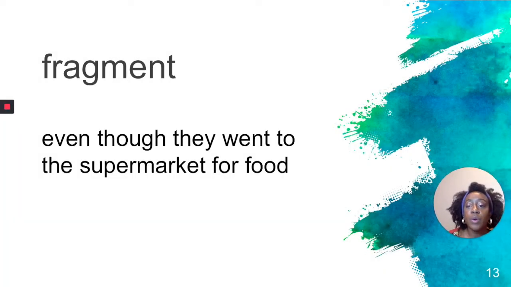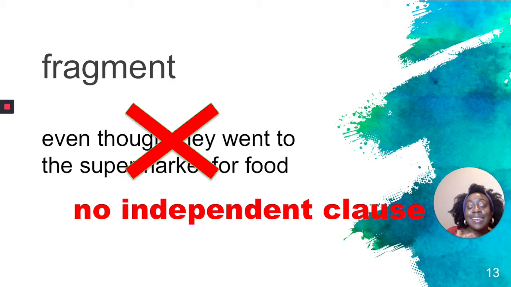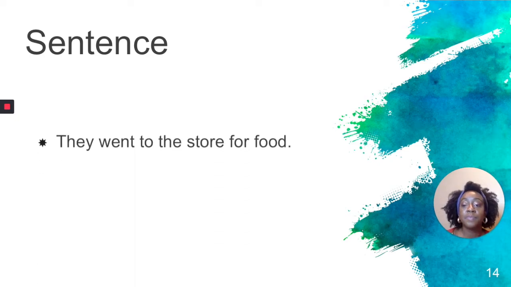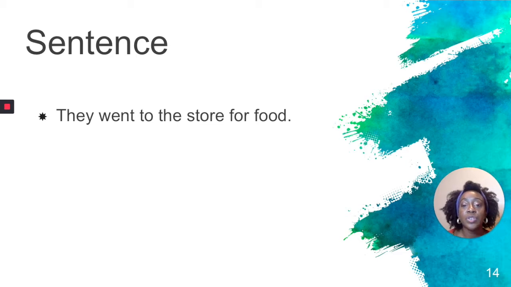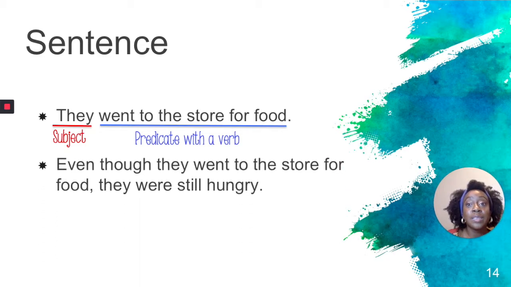Even though they went to the supermarket for food. This may sound like a complete sentence, right? However, it is a fragment because it is a dependent clause and it needs an independent clause. So here is how I would write a sentence. They went to the store for food. We have our subject, they, and our complete predicate with a verb, went to the store for food. So that's a complete sentence.